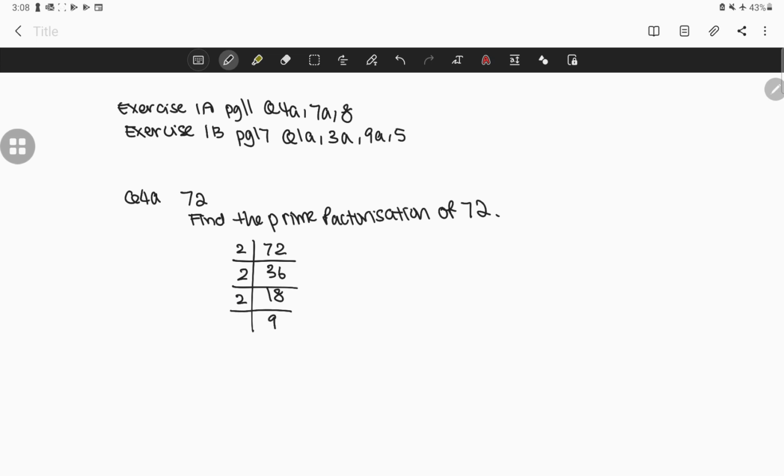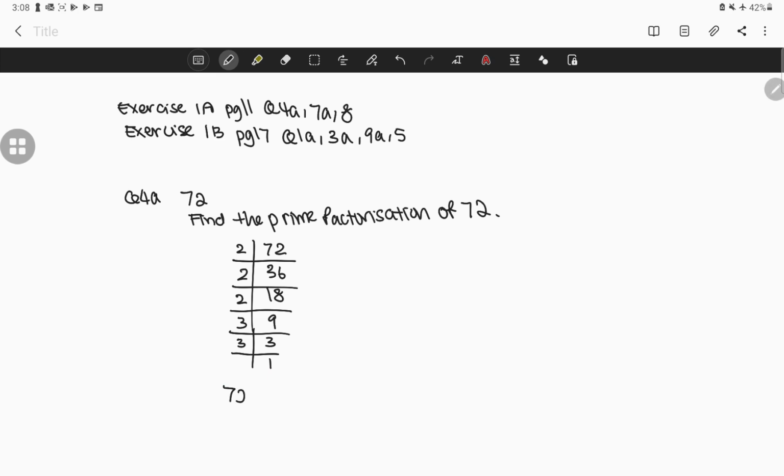Okay, then can 9 be divided by 2? Key that into your calculator. No, you get 4.5, which is not a whole number. So 9 cannot be divided by 2, but no problem. We can move on to the next prime number. So the next prime number is 3. So 9 divided by 3, that gives us 3. 3 divided by 3, that gives us 1. And since we are at 1, we will now stop, and that's all.